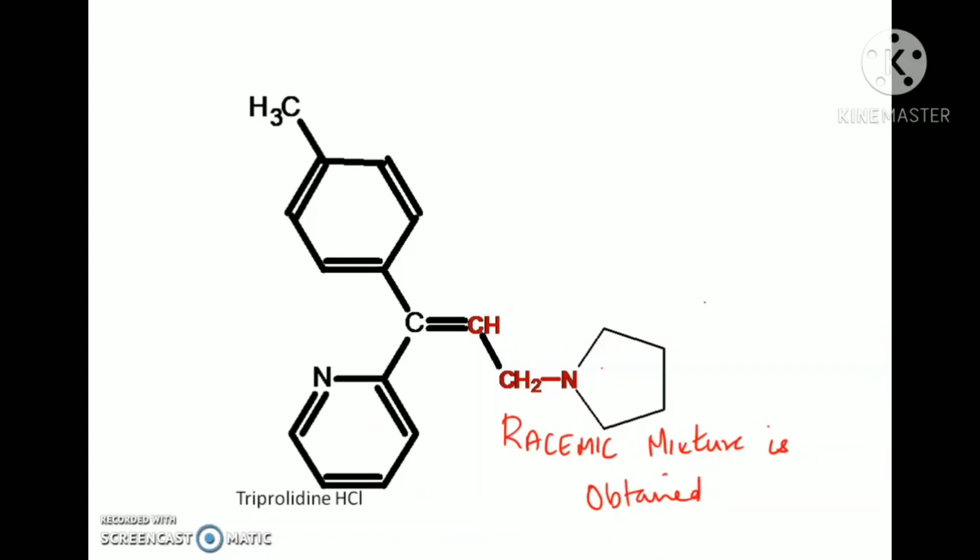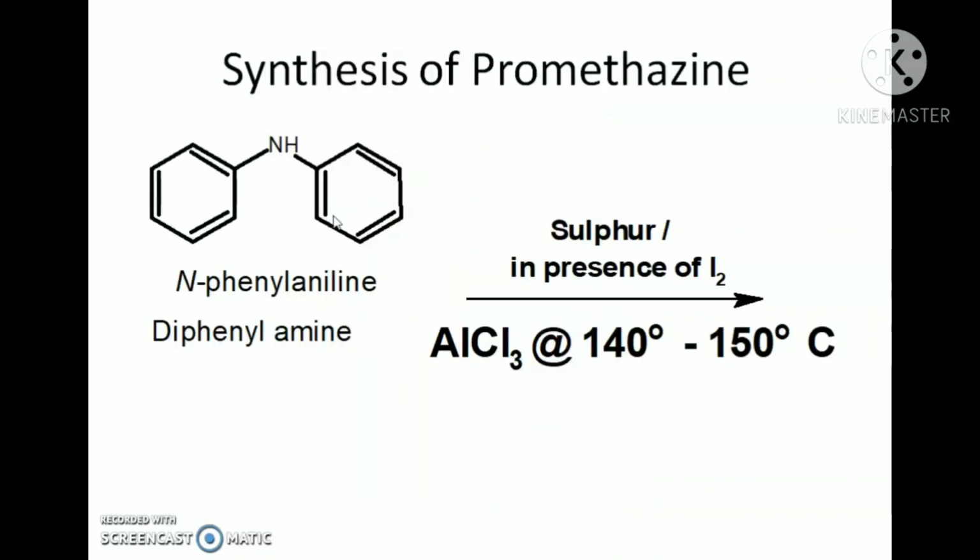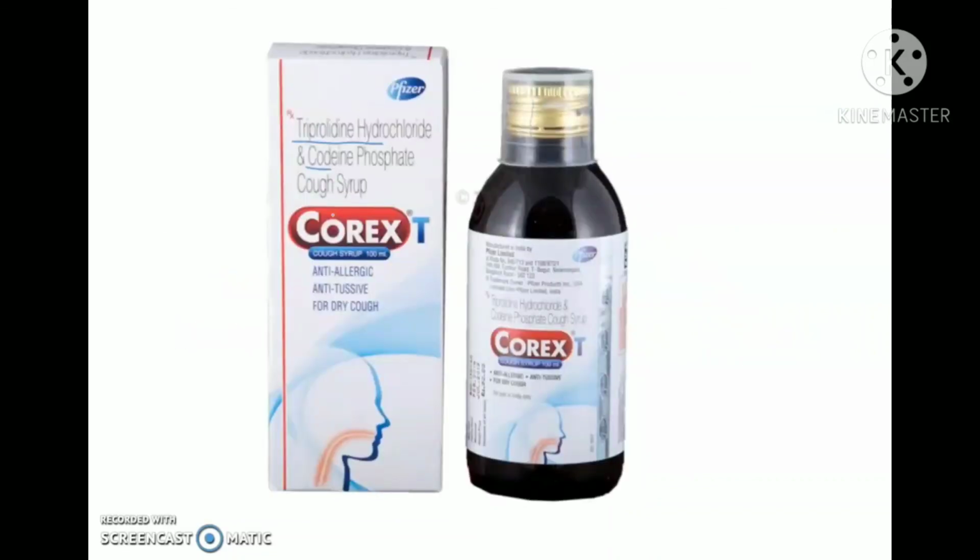Coming to the uses of triprolidine, it is an antihistaminic agent. It is widely used in many cough preparations. Corex, you may be familiar. Corex contains triprolidine and codeine phosphate. Codeine is an antitussive agent. So that's all about pheniramines.